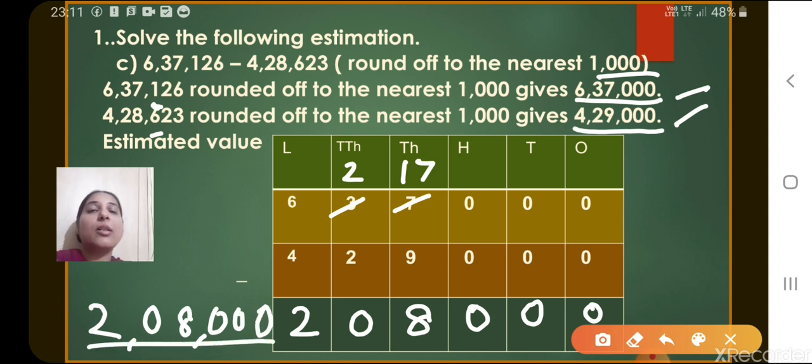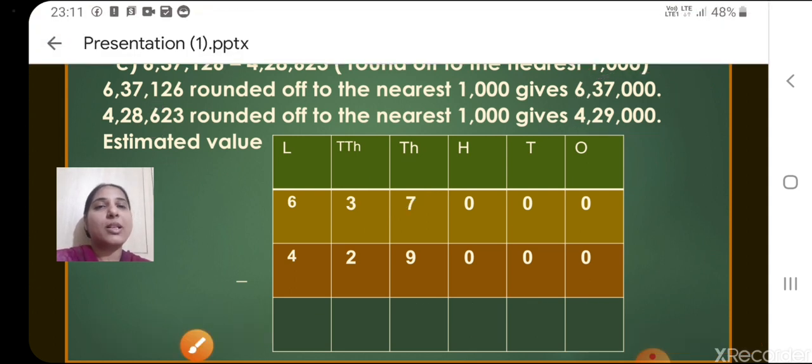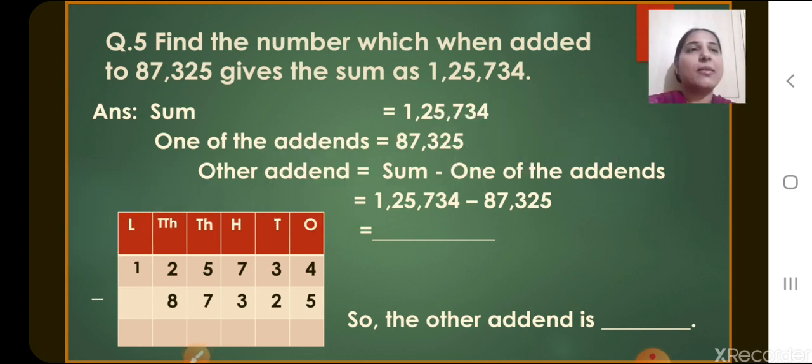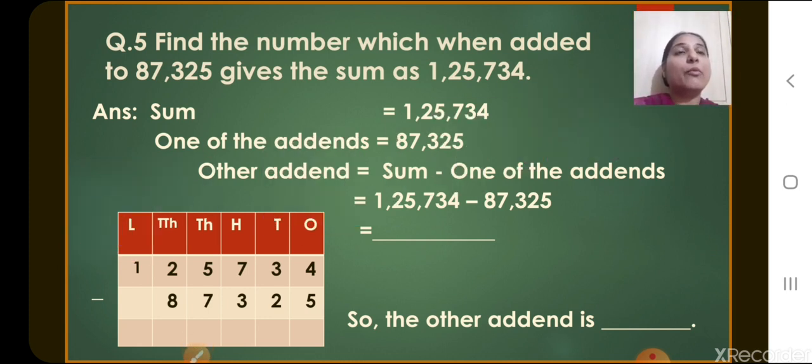Okay, children. So this is our estimated value, which is 2,08,000. Now let's move to the next question. Question number 5 is, find the number which when added to 87,325 gives the sum as 1,25,734.